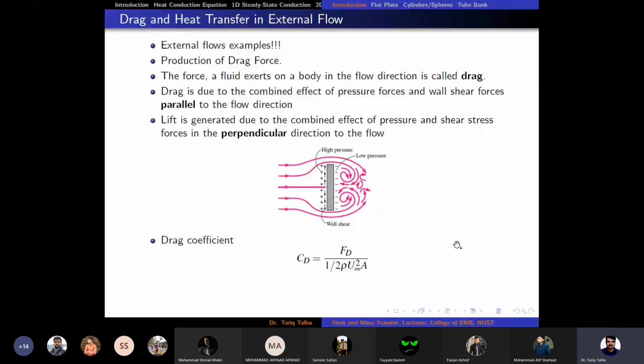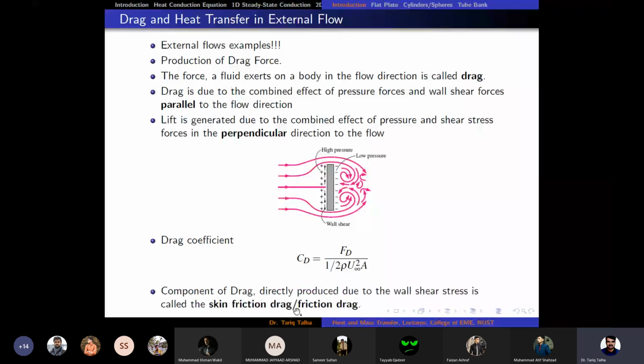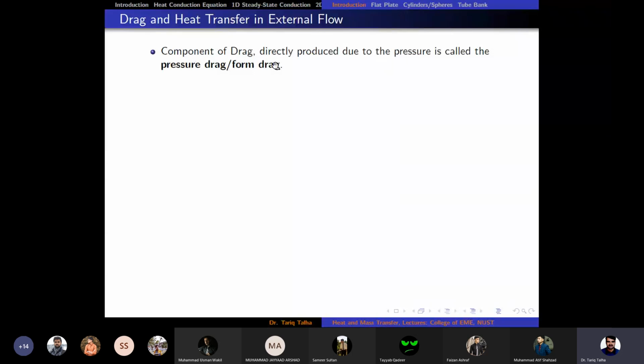This was pressure drag we were talking about, and then there is the component of drag directly produced due to the wall shear stress. That is the second component, skin friction drag or friction drag. And then the component of drag which I explained earlier is directly produced due to the pressure difference.